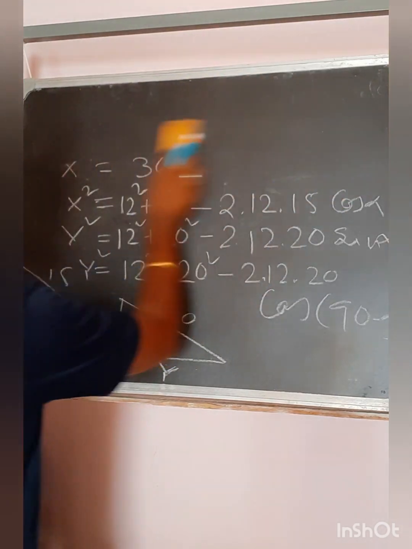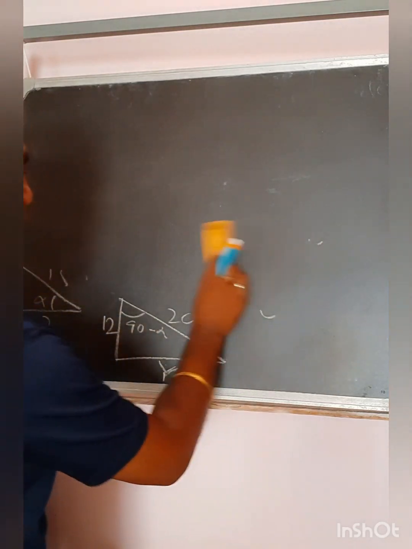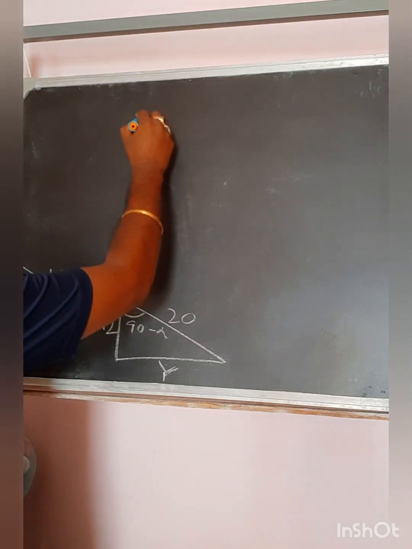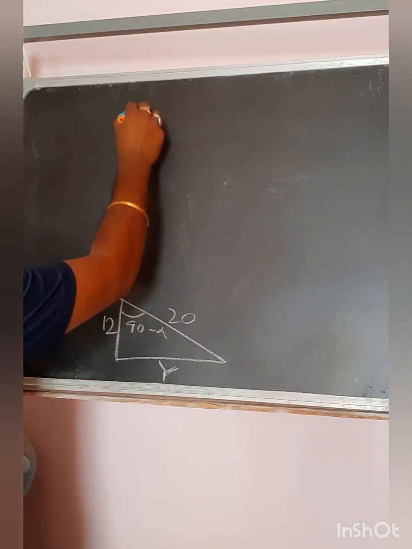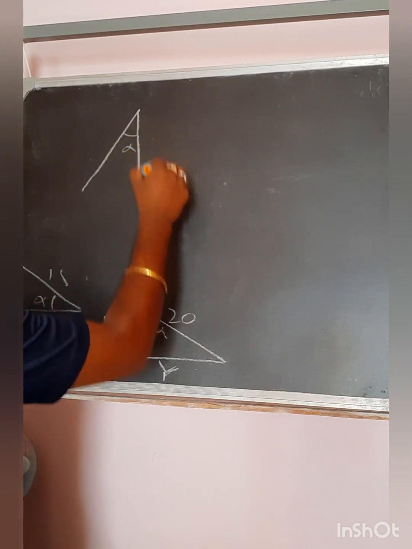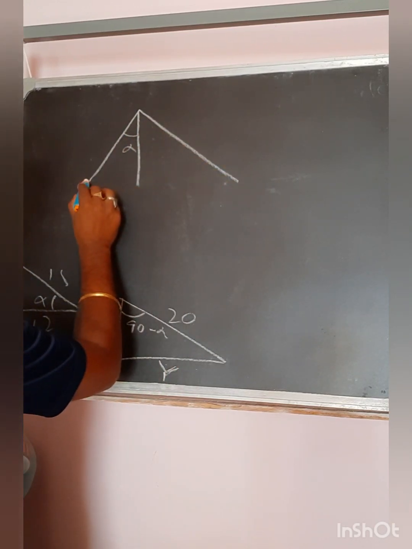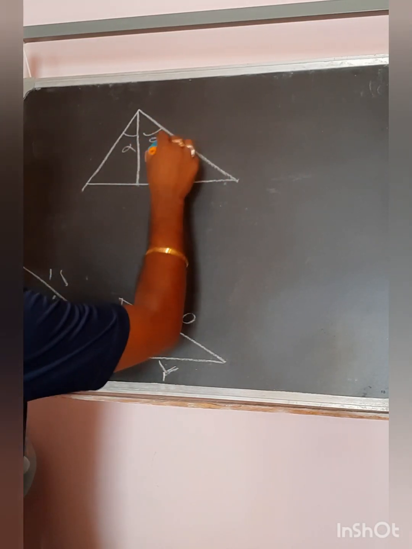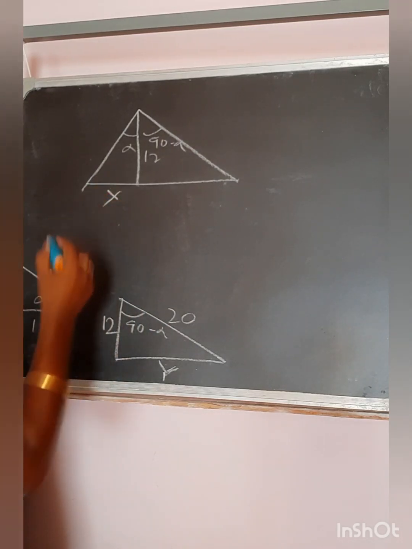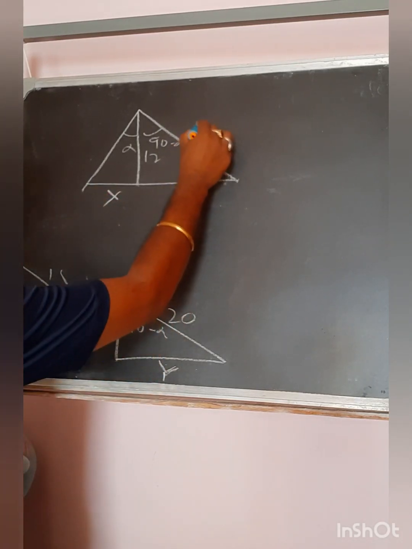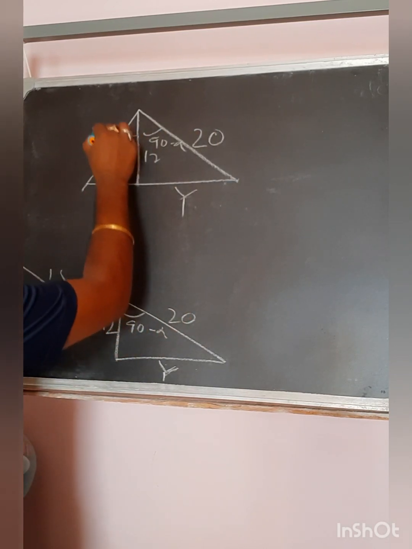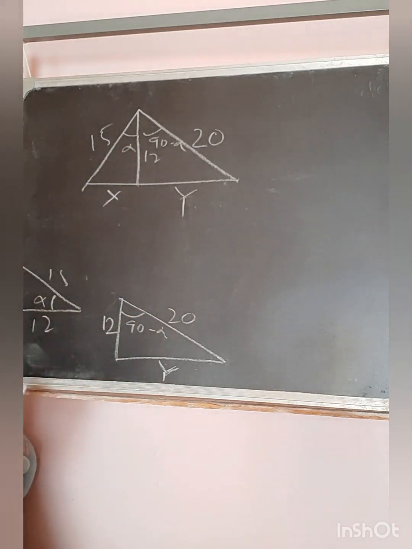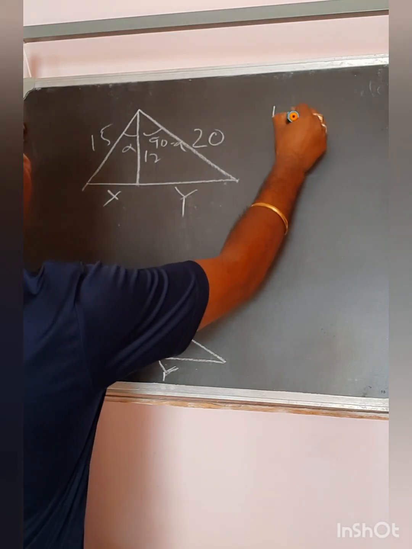Now if I merge these triangles together, this side is 12 and that side is 12, so the 12s merge together. This is your alpha, this is your 90 minus alpha, and I merge them like that. So this would be your x, this would be your y, this will be your 20, this will be your 15. Like that, all together it will club.